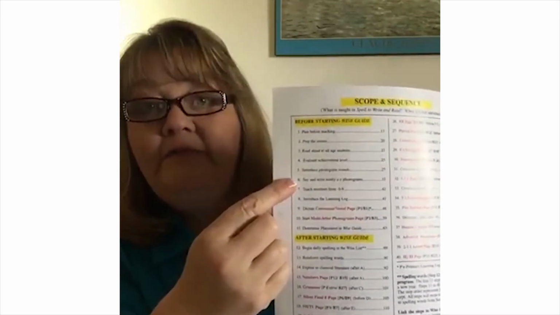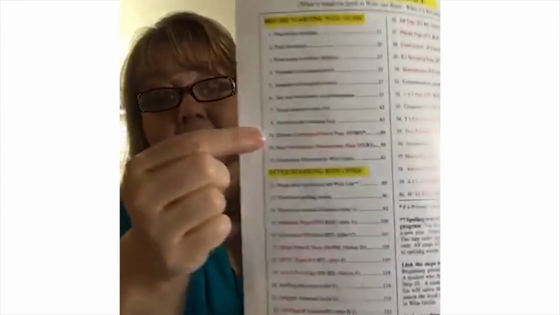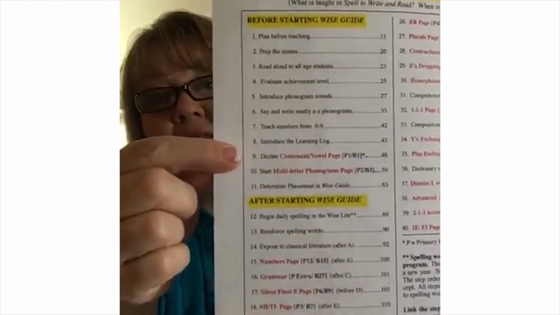Now the next place that phonograms show up is in step number 9. That's when I teach the consonant and the vowel page. So I'm going to deal with phonograms on that. It's a reference page, and that is a place where I'm going to organize and introduce some concepts about the phonograms that I just taught.